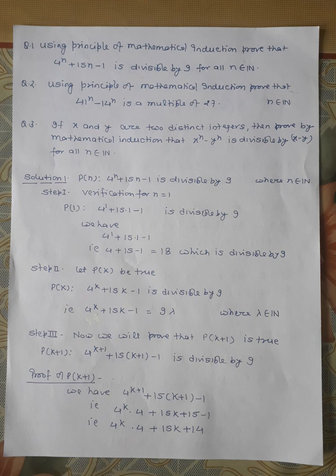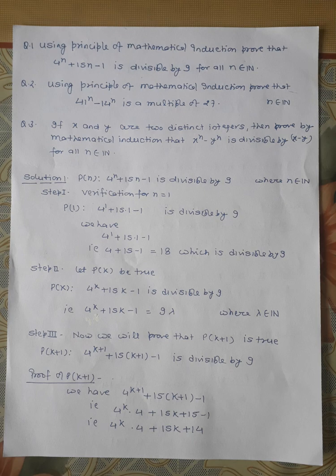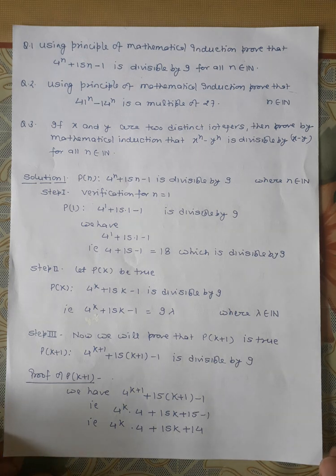And the third one: if x and y are two distinct integers, distinct means different integers, then prove by the principle of mathematical induction that x to the power n minus y to the power n is divisible by x minus y for all n belonging to the set of natural numbers. These 3 questions are being taken by me. So today, very firstly, I am going to discuss question number 1, and how word problems will be answered.